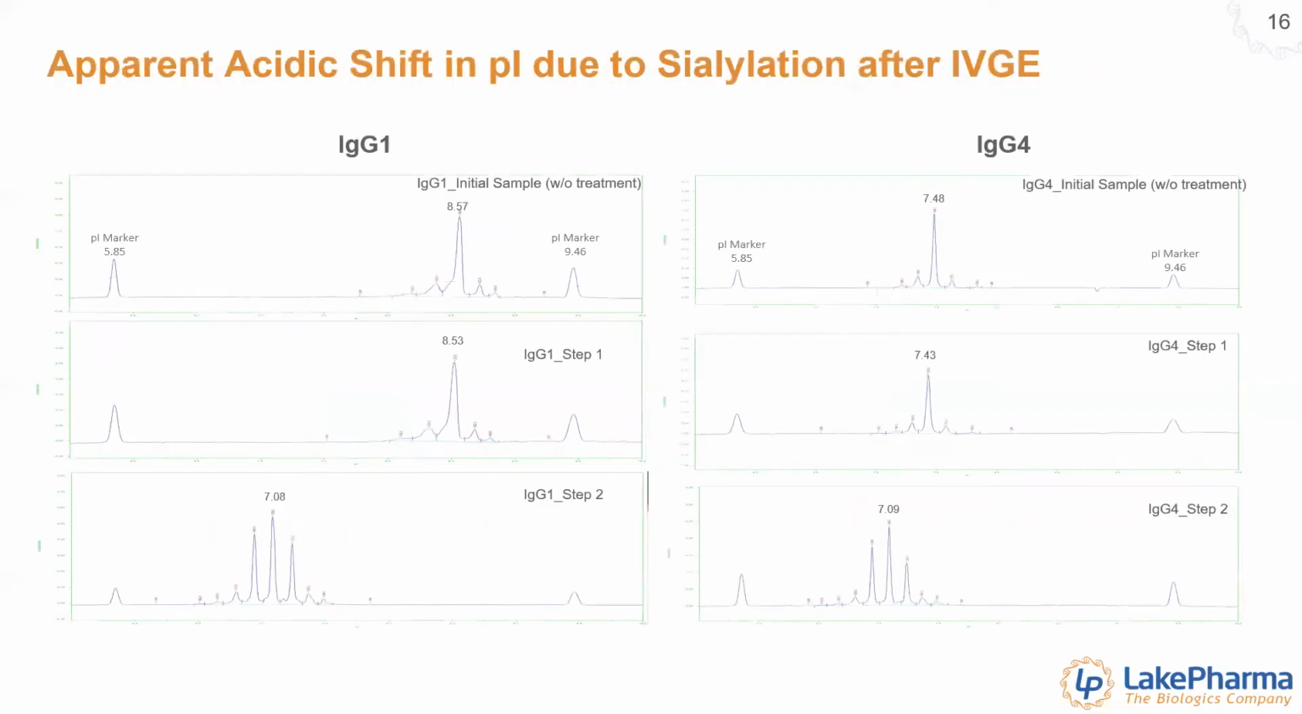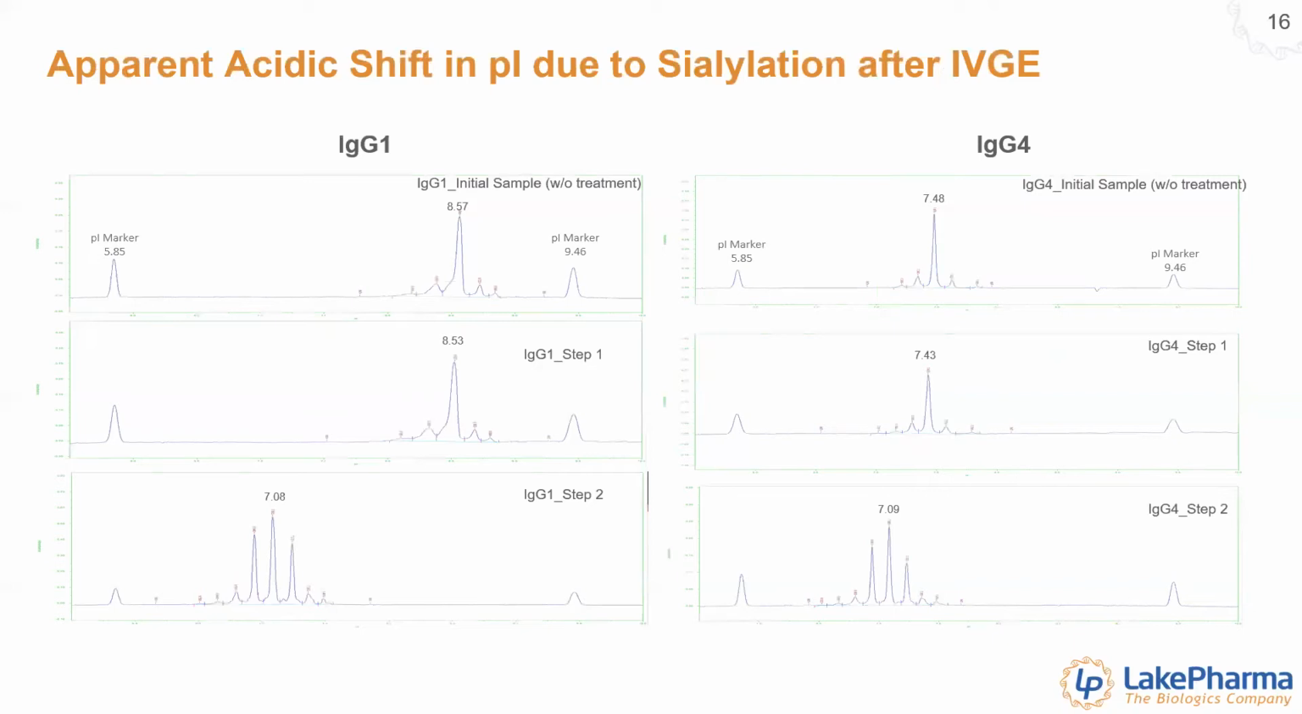We also tested the samples extensively on the cIEF, looking at the isoelectric point, and what's apparent is that we see a significant shift to the left of pI, so a more acidic property after the second step, which adds the sialic acid. And this is consistent with the physical property of addition of sialic acid.